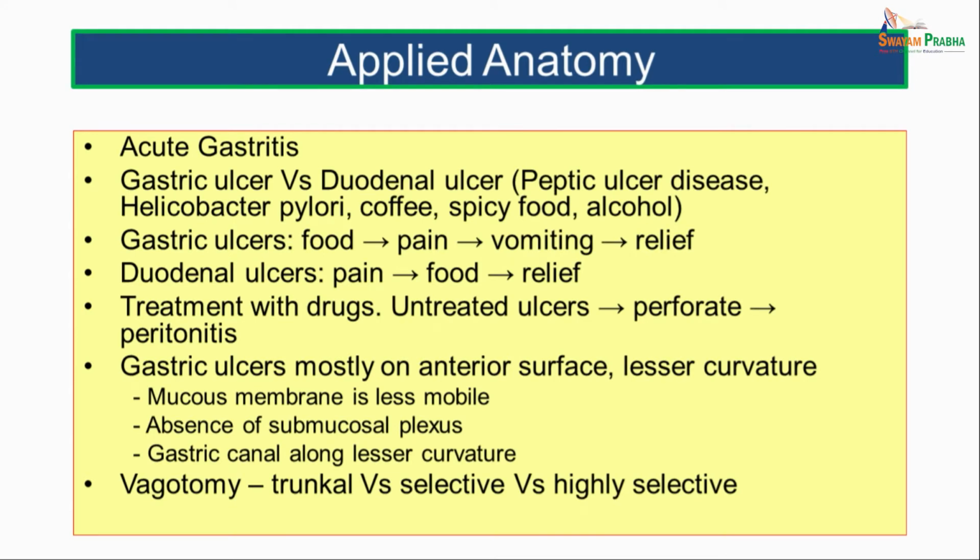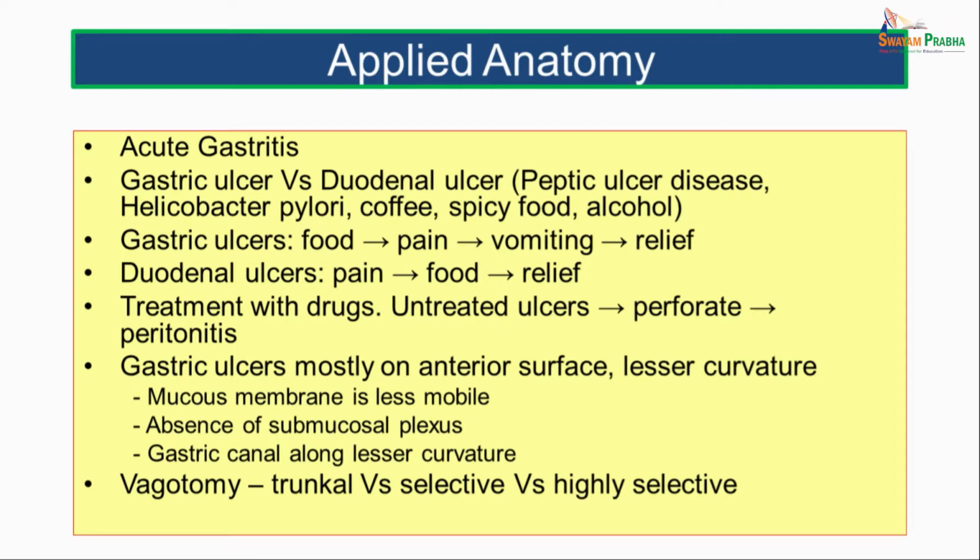Gastric ulcers are mostly seen on the anterior surface of the stomach, nearer to the lesser curvature. Why? Because the mucous membrane is less mobile here. There is absence of submucosal plexus and the gastric canals are present along the lesser curvature.